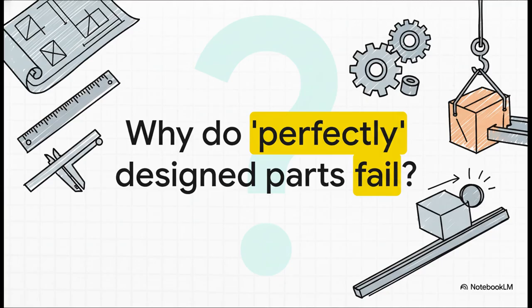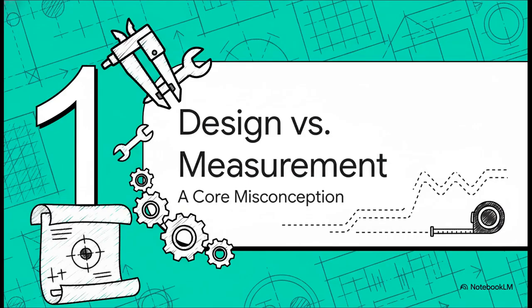How in the world does that happen? How can a part that meets every single specification on a drawing fail when it matters most? Honestly, it's one of the most frustrating and expensive problems in engineering. Okay, let's dive right into this.